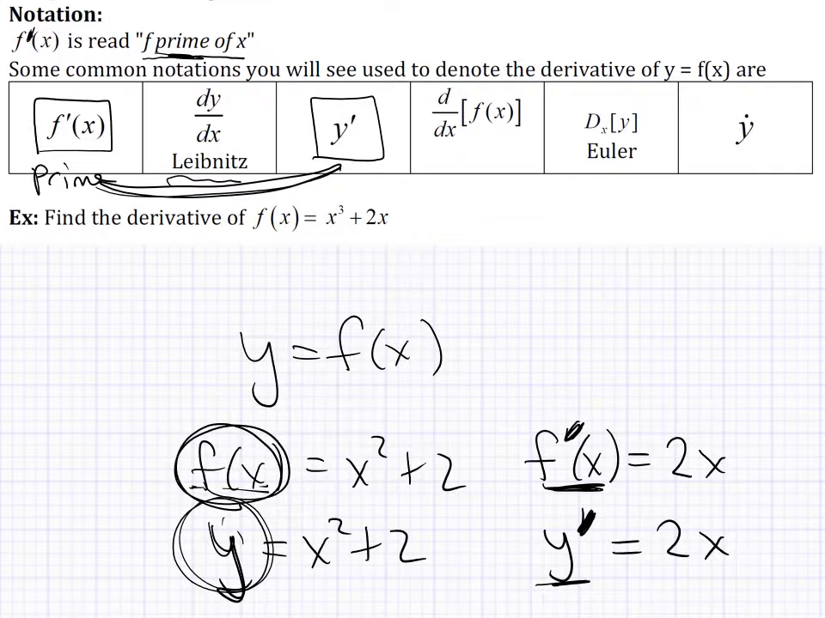Then we have Leibniz notation. This is Leibniz notation. This is also Leibniz notation. So let's look at this. dy over dx.